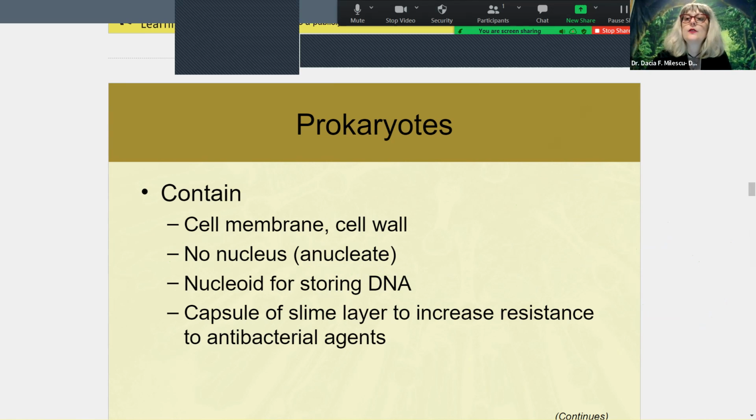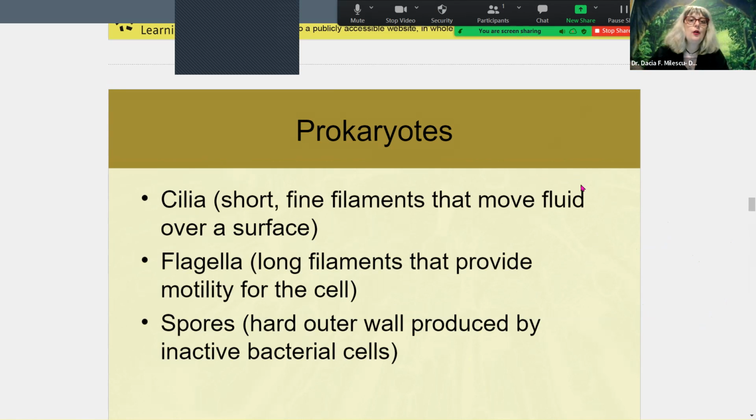All right, so I hope that was clear. Prokaryotes will carry tiny cilia, which are fine, tiny little filaments that move the fluid across the surface. Flagella are longer filaments that will increase the motility of the cell. Obviously, eukaryotic cells that have this are the sperm cells that are involved in reproduction in mammals.